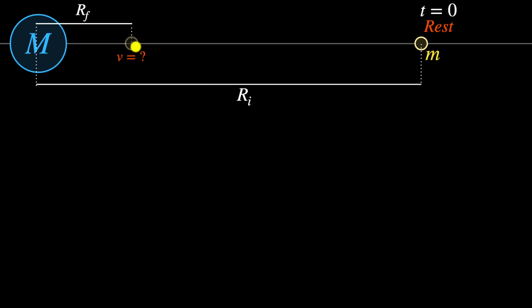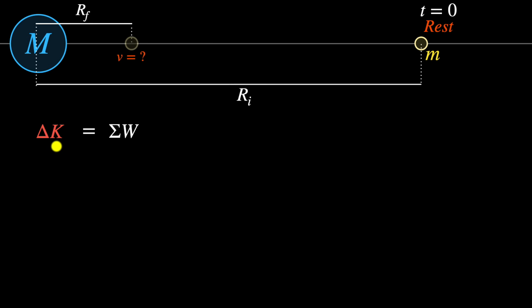We're going to use the work-energy theorem. Okay? So remember the work-energy theorem? It says that the change in the kinetic energy of an object will always equal the total work done on that object. We're going to use this to try and calculate the velocity over here. All right, so let's do this.